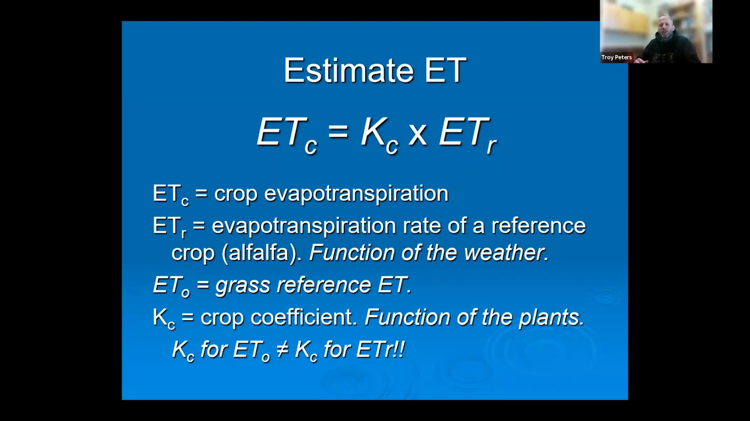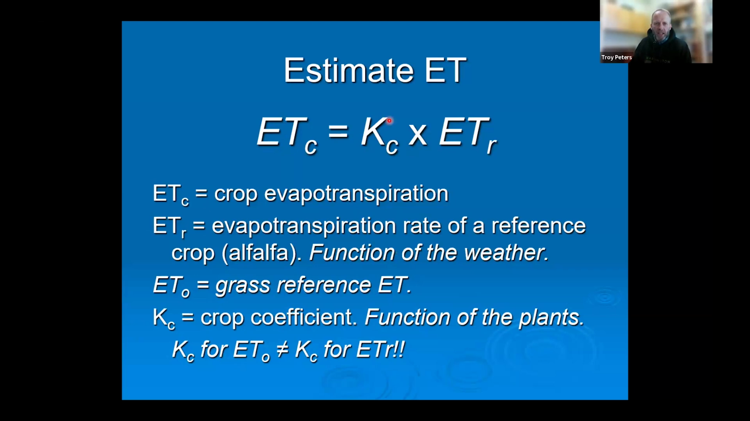There are two different reference crops that are commonly used, and it's important to know which one is being used where. In the Pacific Northwest, we like to use alfalfa as a reference crop because the alternative reference crop that is also used is grass. We just don't think there are many crops that are a couple of centimeters tall, and it doesn't represent the way those crops interact with the air. So we like to use alfalfa as a reference crop.